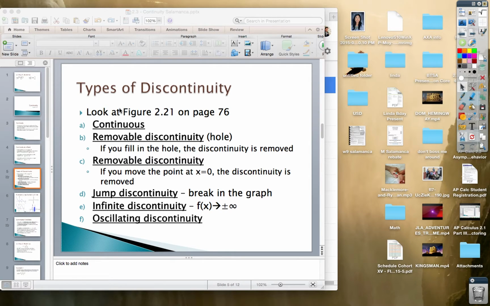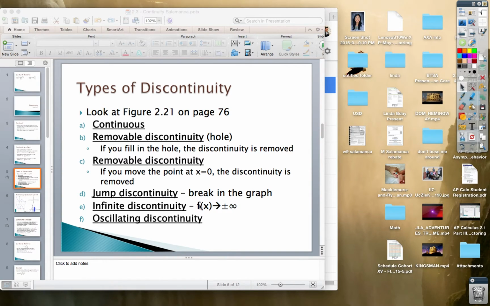So let's talk about discontinuity a little bit more. First we know what continuous is. It's any function that can be drawn without lifting your pencil. So consider anything that will not have a break in there. A removable discontinuity means that we have a hole. So if you can fill in the hole, then the discontinuity is removed. A removable discontinuity is anything with a hole. Jump discontinuity is if there is a break in the graph. So imagine a step function.